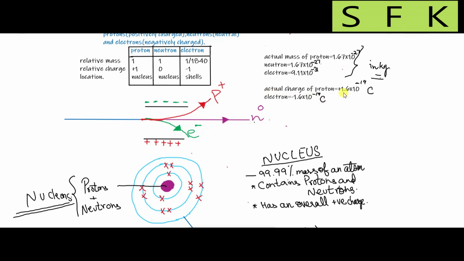The actual charge of proton is plus 1.6 exponent minus 19 coulombs, and the actual charge of an electron is minus 1.6 exponent minus 19 coulombs. It's the same magnitude as the charge of a proton, but with an opposite sign.